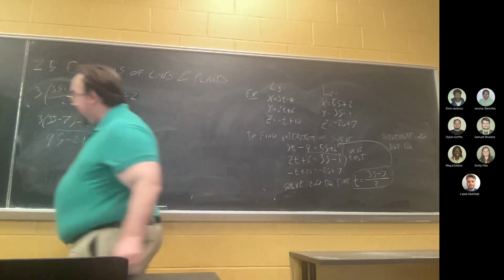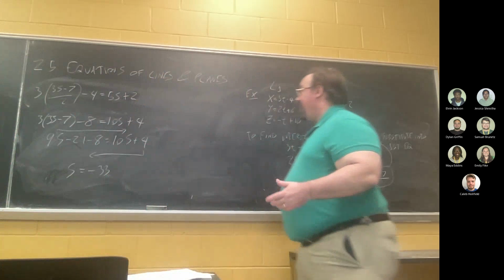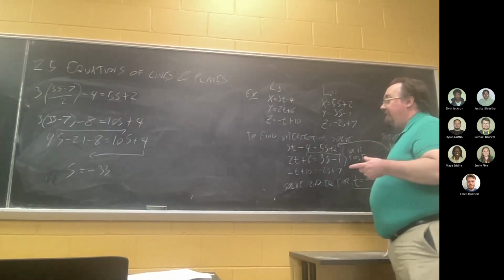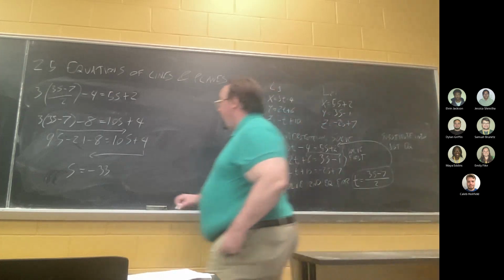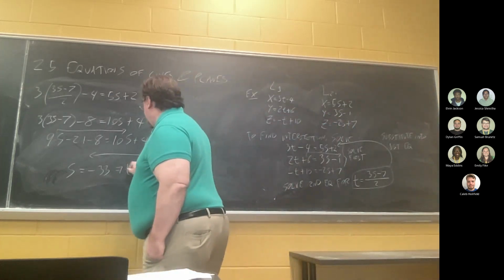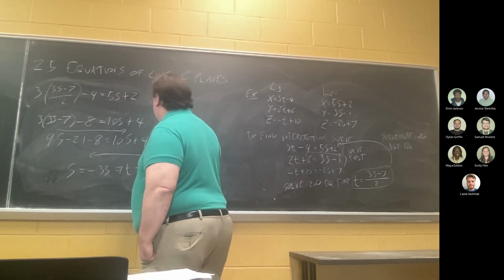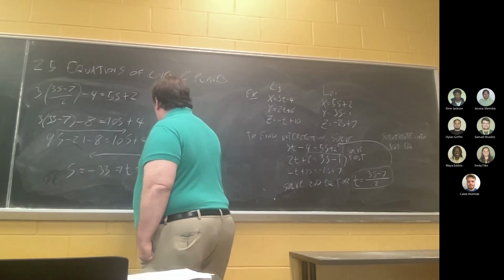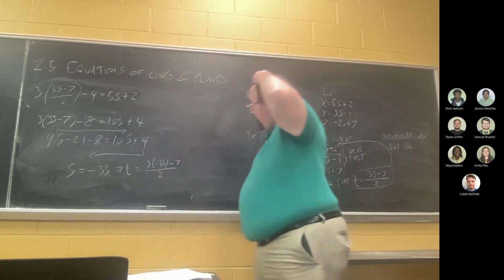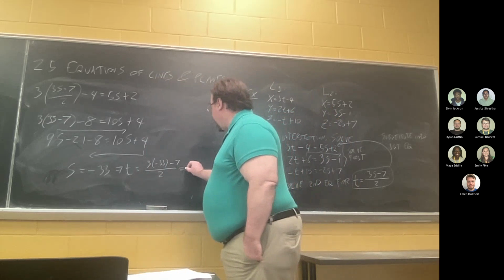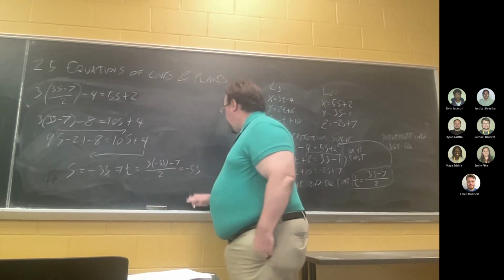Okay. Now that I have a value of s that came from the first two equations, I can use that to get my value of t. So t would be equal to 3 times minus 33 minus 7 over 2. So we get minus 106 up top, so minus 53.